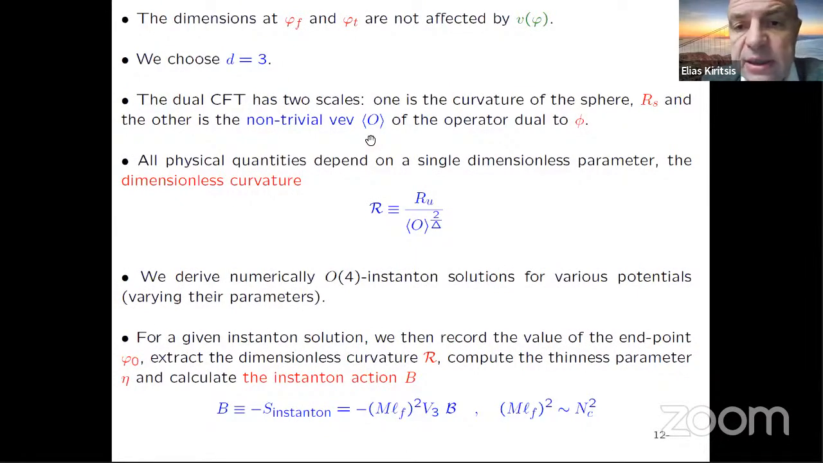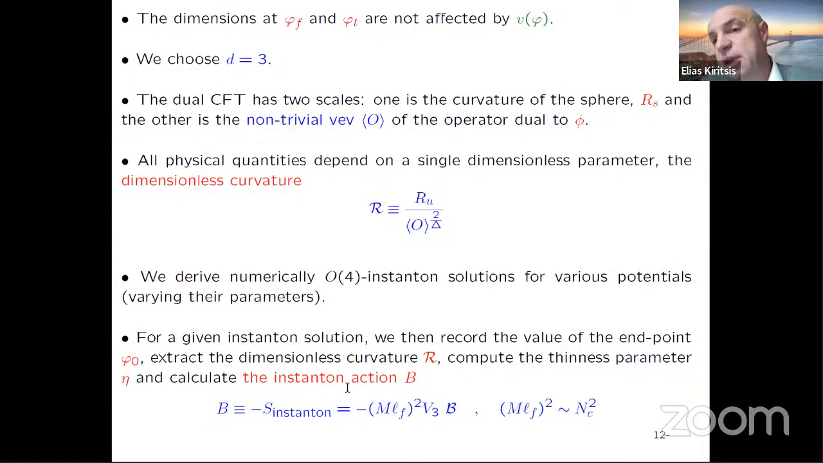All physical quantities depend on a single dimensionless parameter, and this is the dimensionless curvature, which is curvature divided by the appropriate power of the expectation value. So what we do is we derive numerically the O(4) instanton solutions for the various potentials, varying their parameters. For a given instanton solution, we record the value of the endpoint where it stops. We extract the dimensionless curvature R, and then we compute the thinness parameter eta.